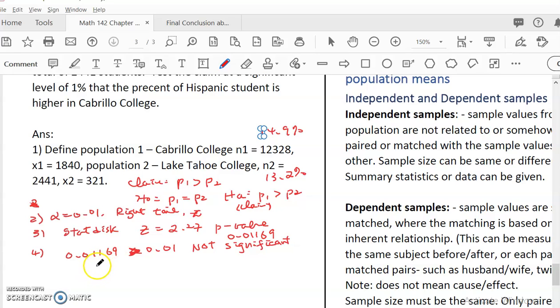So the difference is because of variation. You cannot say that they are different. Even if you have the same population, they could have a difference like that. 14.9 to 13.2 could be because of sampling variation. So it is not significant. So we say what? Fail to reject H0. And if you fail to reject H0, so there is what? Not sufficient evidence.